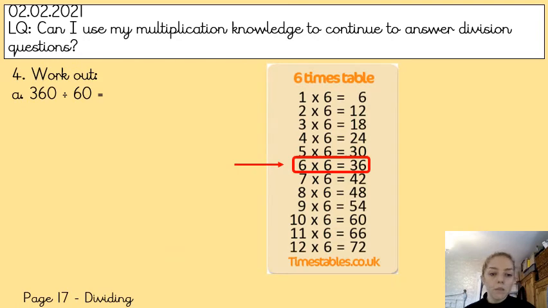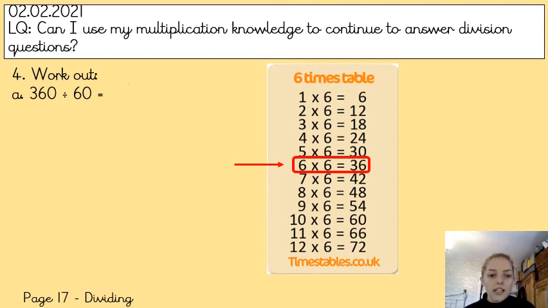Okay. Moving on to question 4. Work out 360 divided by 60. Now I've got an arrow pointing to 6 times 6 because I know that 6 times 6 is 36. But the problem here is that 36 is 10 times smaller than 360, and it says that it's divided by 60. So what must my answer be? If 6 times 6 is 36 and my sum is 10 times greater, is my answer going to be 6 or 60? What do you think?